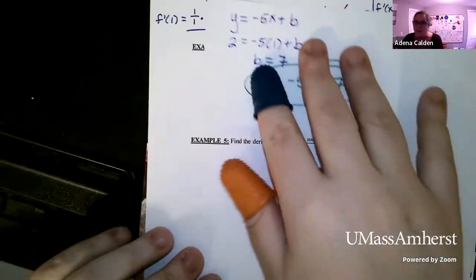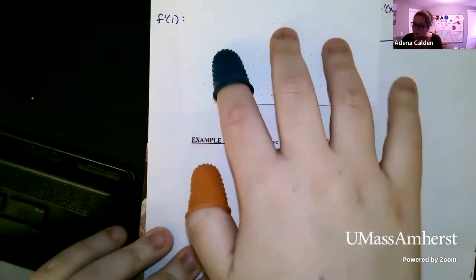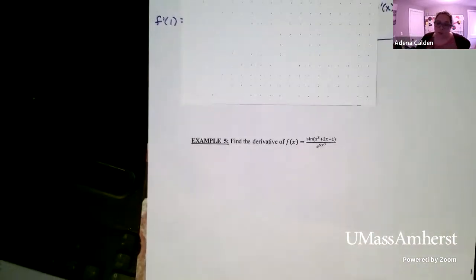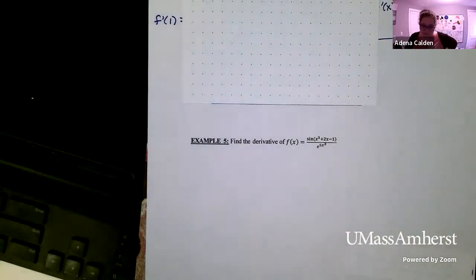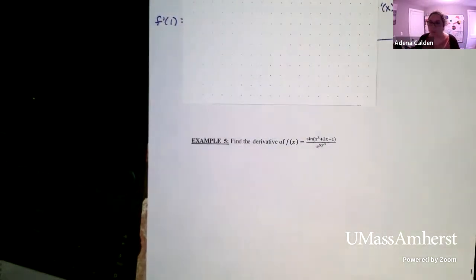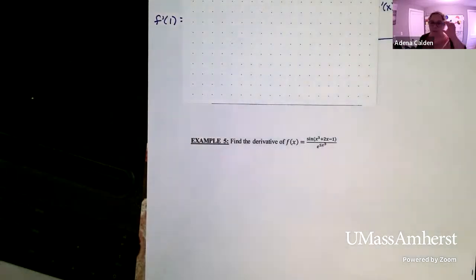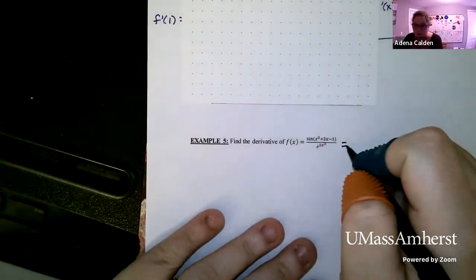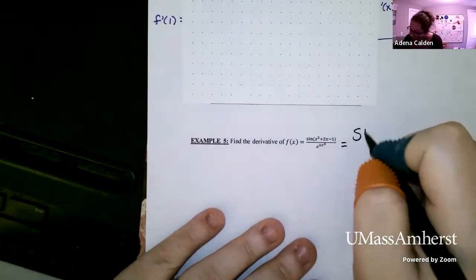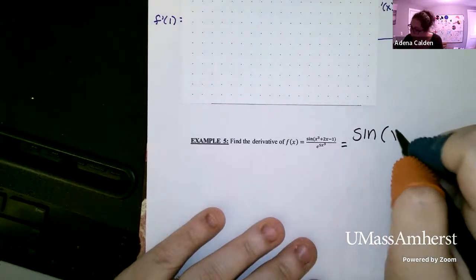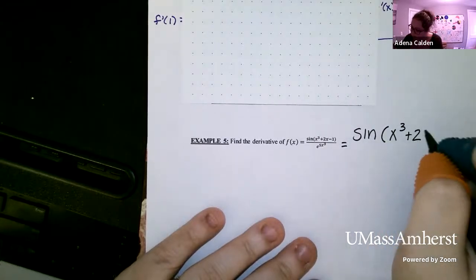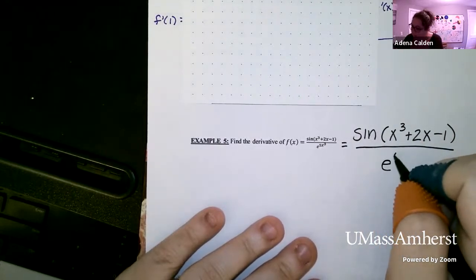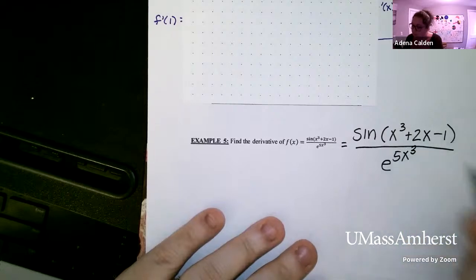So we're going to jump down to example 5. If you have the notes and are following along, we're going to jump down and do example 5 here, because example 5 is a quotient rule that involves chain rules. Okay, so that obviously is going to make it more complicated. So this is definitely going to be a hard one. We have to be really careful with our algebra as we go along. I'm going to rewrite it just a little bit bigger. So we have sine of x cubed plus 2x minus 1 over e to the 5x cubed.